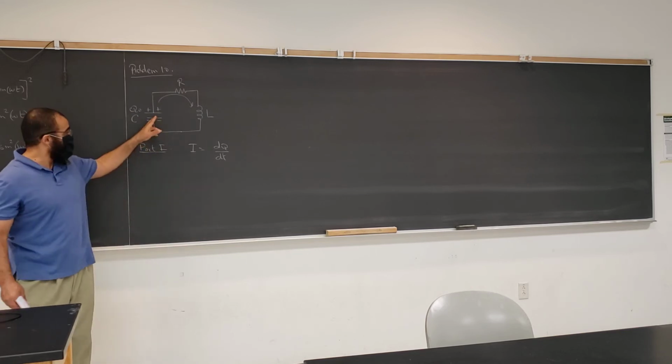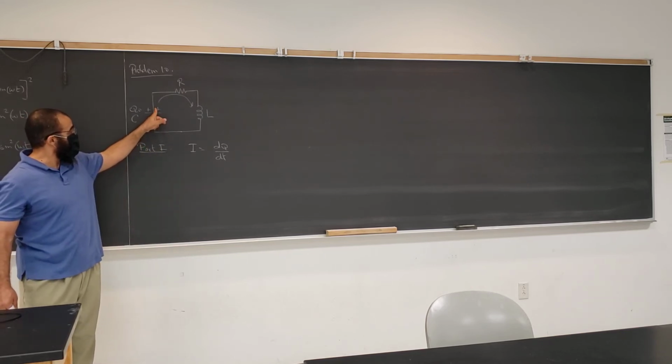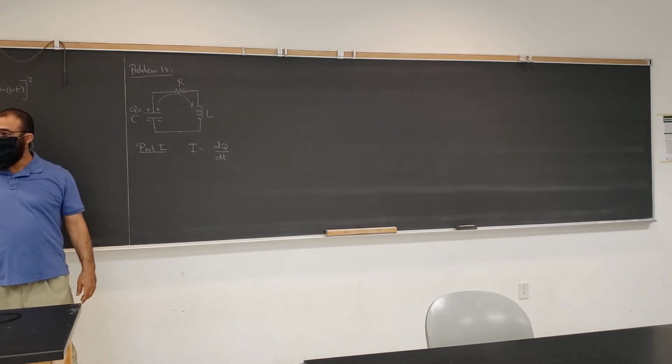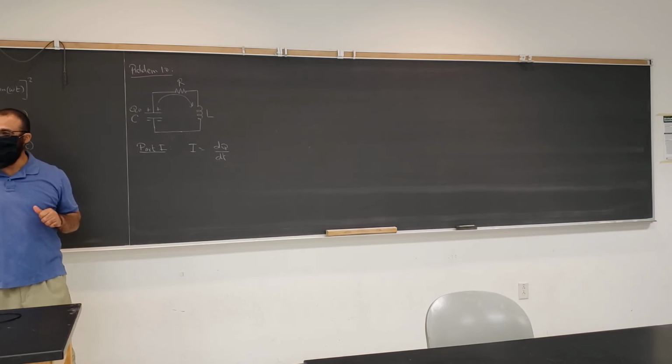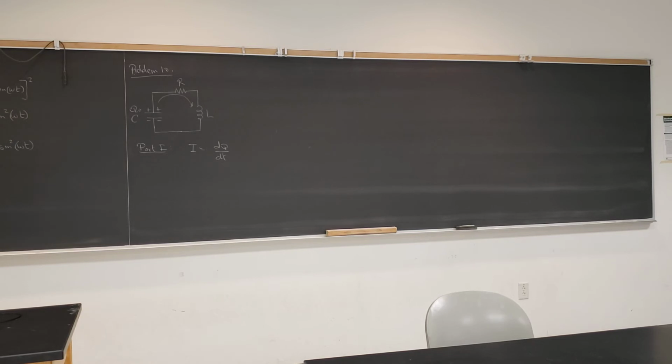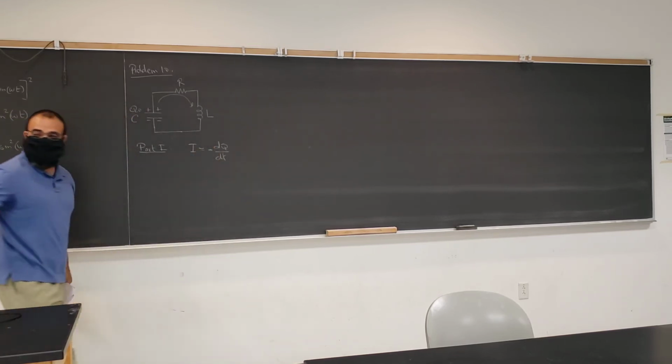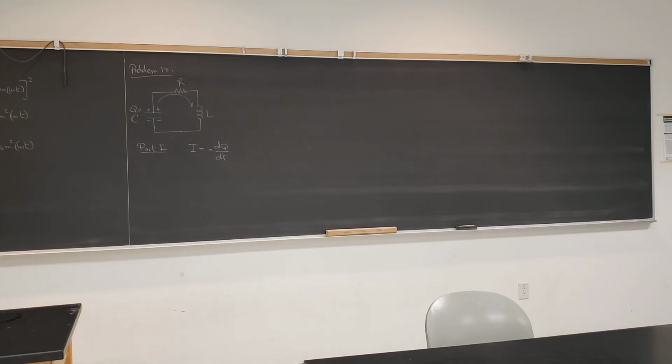But I know the current will go this way, right? Initially, when you close the switch, the current is the direction of the pluses. The pluses will flow down. But isn't that negative? It's negative dq dt. So I want it to be positive. So how do I do that? Make it a minus. Yes. So now it's positive. It is actually that simple.